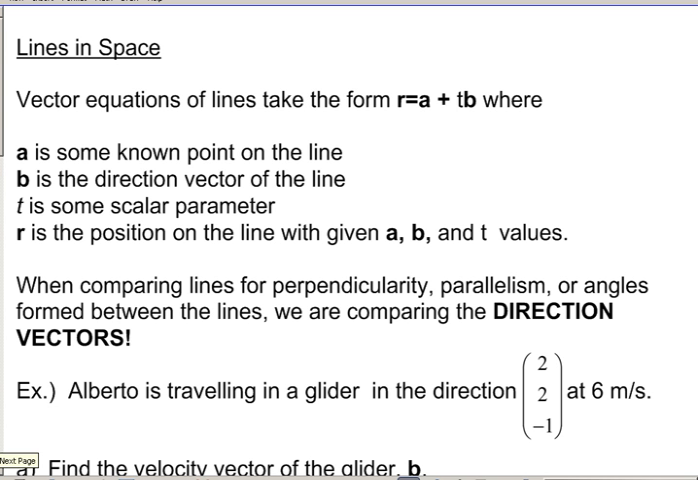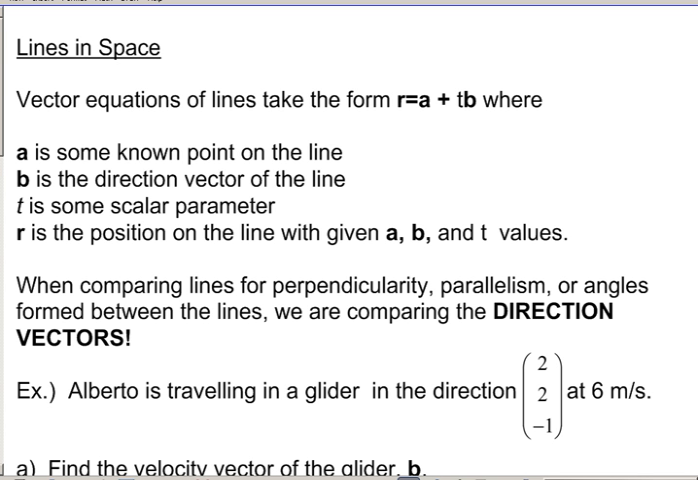All right, vector equations of lines. They take this form, r equals a plus t times b. Notice that t is the only one there that's not bold. t is just a scalar. The rest of them are vectors. So a is some known point on the line. b is your direction vector.